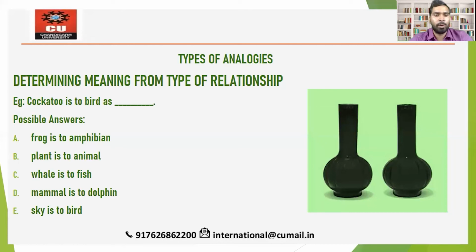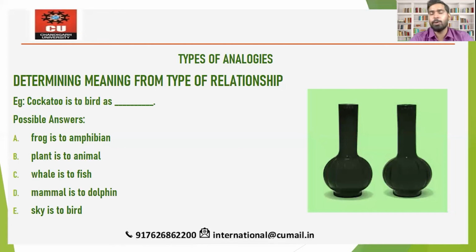If you look at option A, frog is to amphibian. Yes, frog is a type of amphibian. So that's a possible answer. Plant is to animal is completely out of context because these are two completely different things, and we cannot go ahead with that option. Whale is to fish.